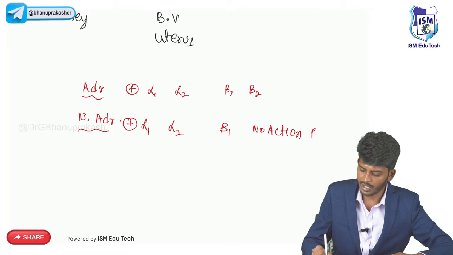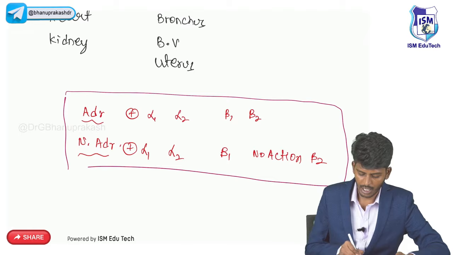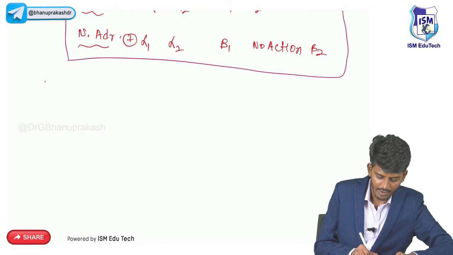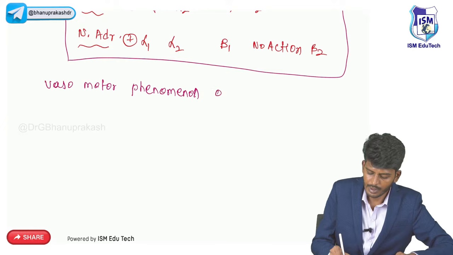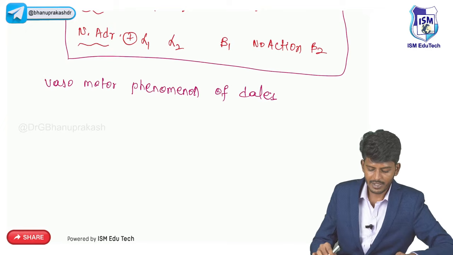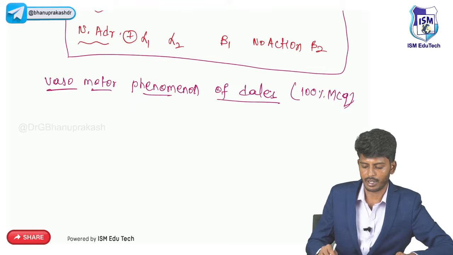This is a very important aspect to remember. Right, so this is about adrenaline, noradrenaline. Okay, sir, why are you telling all this? Let's put all this into one important place, that is the vasomotor phenomenon of veins. What is this vasomotor phenomenon? So please understand this. Normally what happens, that will be present 100%. It is highly likely, that important. Okay?